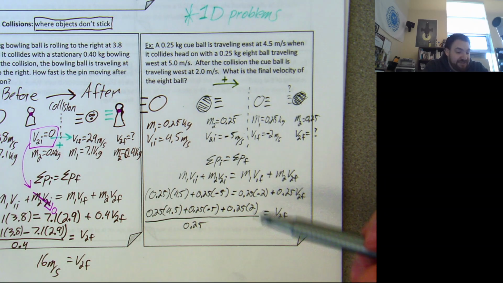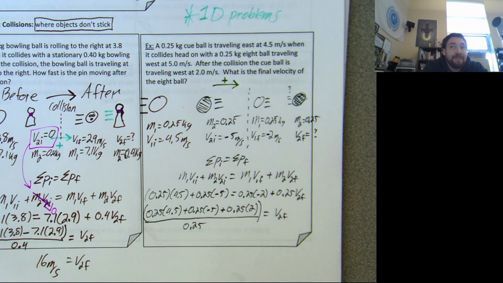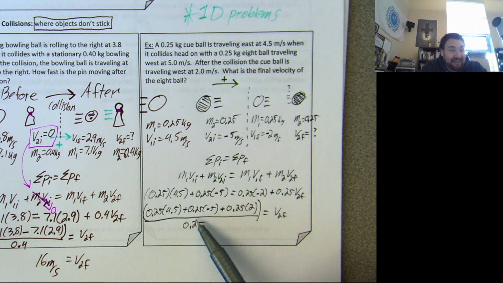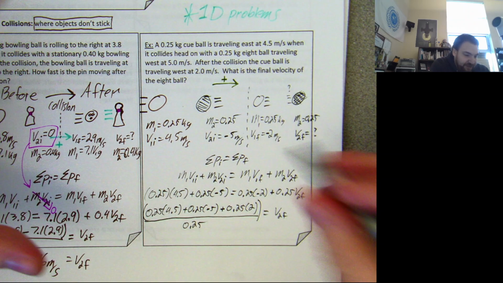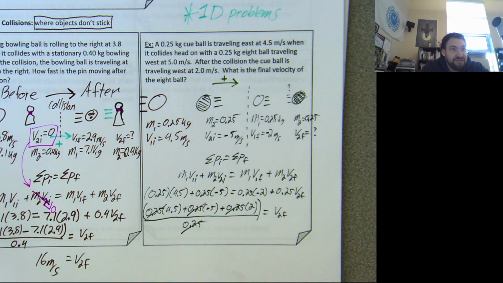Now you could ram this through your calculator. Make sure you throw brackets around the numerator, but there's a cool little shortcut here. Does anyone see the cool little algebra shortcut before you just ram that thing through a calculator? Here it is. Because 0.25 is in every term in the numerator, and it's what you're dividing by, you can cancel it. Only because it's in every term. So boom, boom, boom, boom. The masses are all the same, therefore they cancel. Beautiful. So then V2 final is just going to be 4.5 minus 5 plus 2.